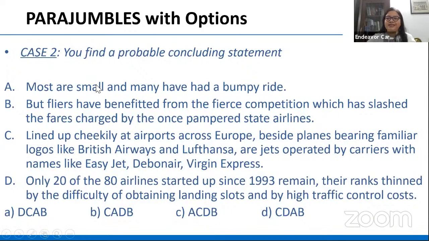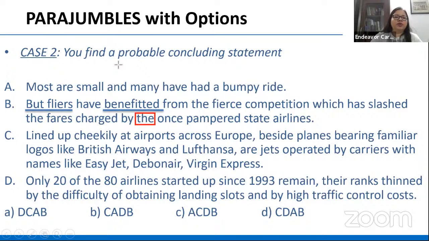What is, let's read B first. Let's get clarity on what the ending looks like. But, I have a "but", a reverser, which means the sentences that come before it should be saying something else, because the last sentence is contradicting, right? "But flyers have benefited from the fierce competition which has slashed the fares charged by the once pampered state airlines." We're not talking of anything specific, there is an article here, "the once pampered state airlines."